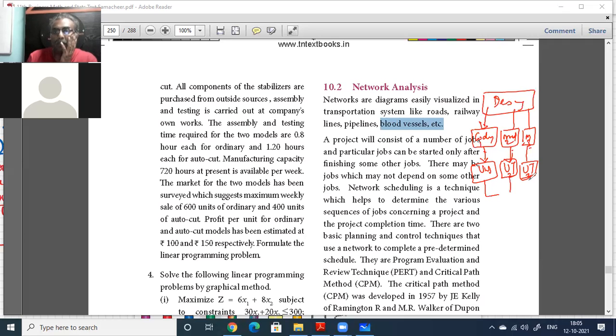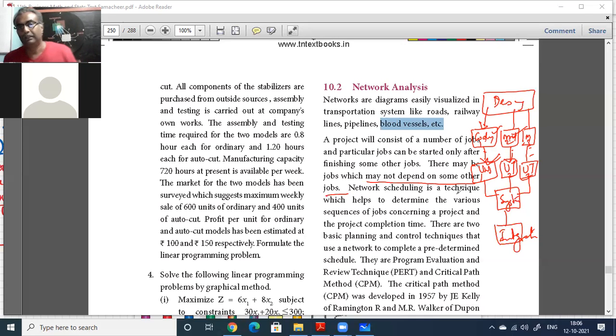But by the time it comes to test the system and do integration testing, what happens? Unless all three fellows have finished both their coding and their unit testing, you cannot come and test the entire system or do integration testing. You understand? So there may be jobs which may not depend on some other jobs. What jobs here are not dependent on other jobs? Coding for module 1 is not dependent on coding for module 2. Unit testing for module 1 is dependent on coding for module 1, but it's not dependent on coding for module 2 or unit testing for module 2. It can happen in parallel.